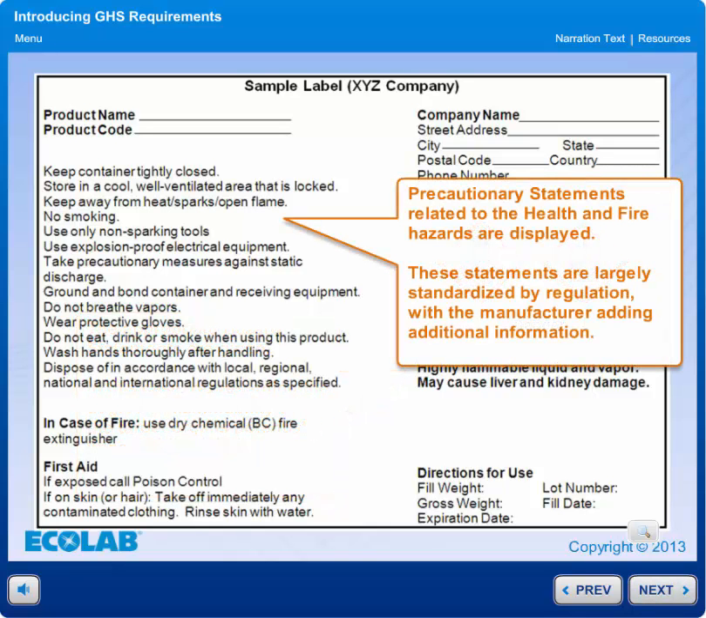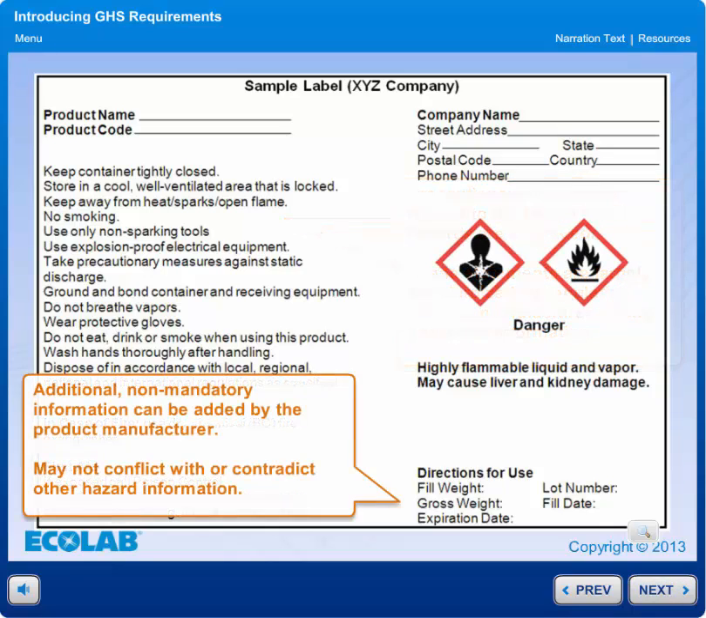Precautionary statements related to the health and fire hazards are displayed. These statements are largely standardized by regulation, with the manufacturer adding additional information. These statements basically explain the pictograms, signal words, and hazard statements in more detail. This information here is not mandatory, but can be added by the product manufacturer. In case you are wondering, this information may not conflict with or contradict other hazard information. As you can see, GHS container label requirements provide more robust information about a product's hazards.